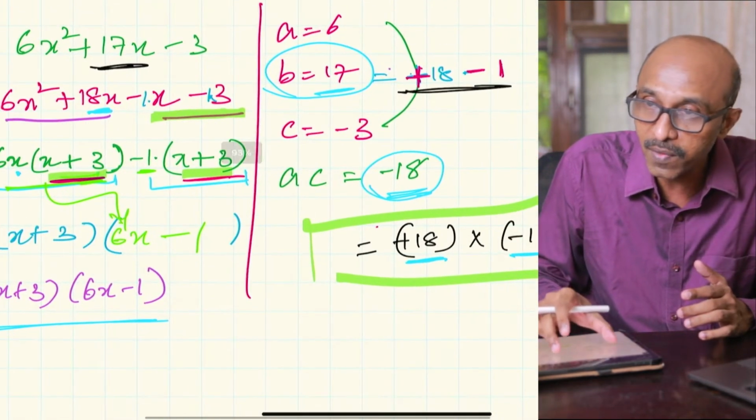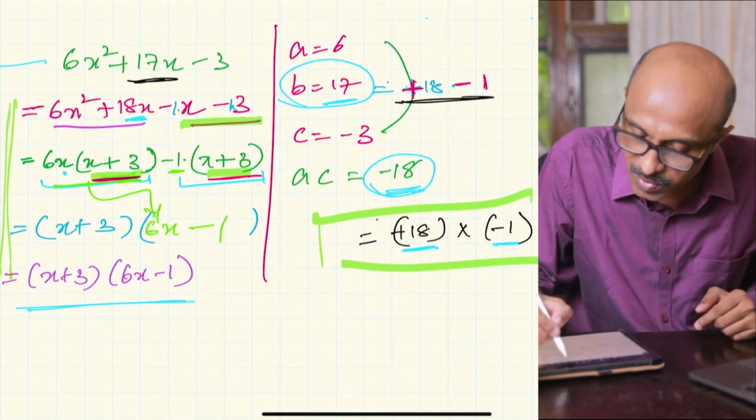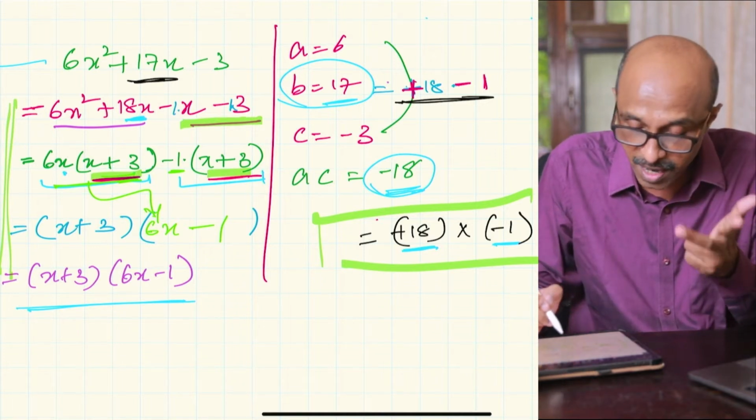I have to show you the whole thing, right? Make sure that this is zoomed out. Hope you guys can see. That's our question. We started with this question: 6x squared plus 17x minus 3. Identify A, B, and C correctly.